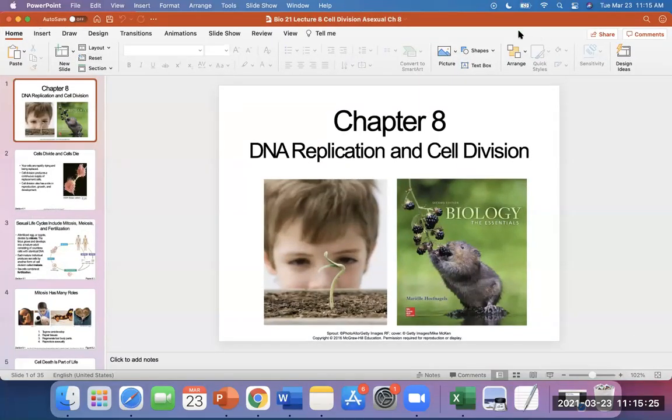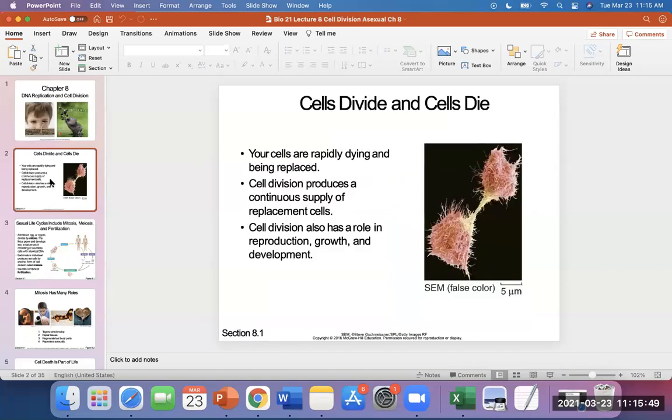And then I also wanna know how many people are still having a hard time with mitosis and meiosis. Maybe raise your hand if you're having a hard time with mitosis and meiosis. You guys are good? Okay, that's good. So can you guys tell me the difference between mitosis and meiosis? Who can tell me the difference?